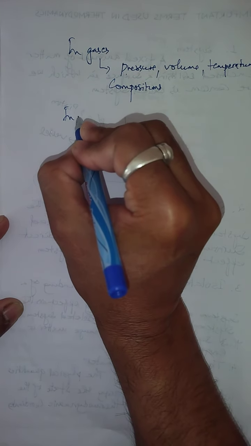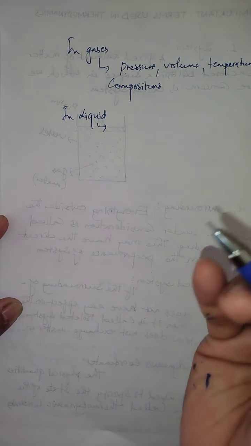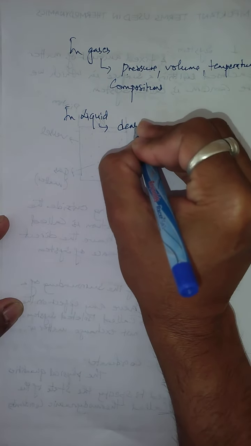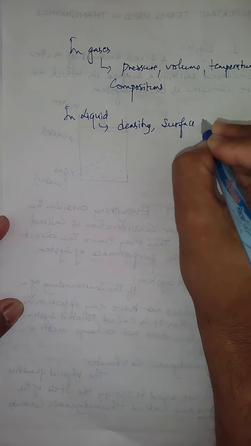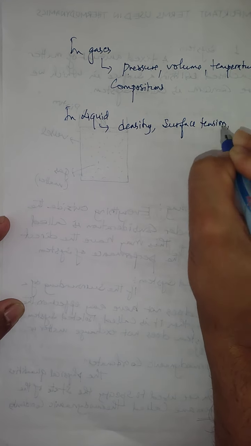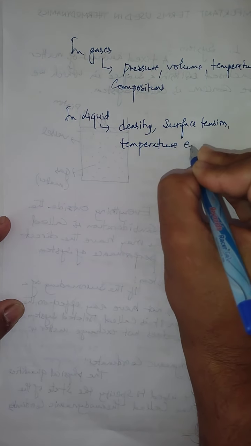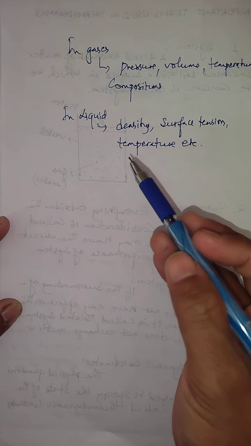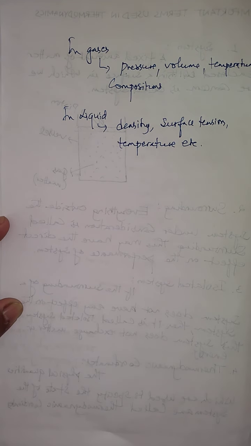Similarly, I'll take the example of a liquid, another thermodynamic system, or simply called a system. In the case of a liquid, the physical quantities which can define it are density, and you have learned about surface tension. Every liquid has surface tension, even temperature. These are just examples I'm giving. There are other physical quantities also, but these are examples of thermodynamic coordinates that specify the state of the system, the liquid as a system. And these physical quantities are called thermodynamic coordinates.